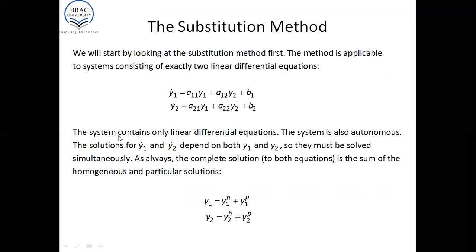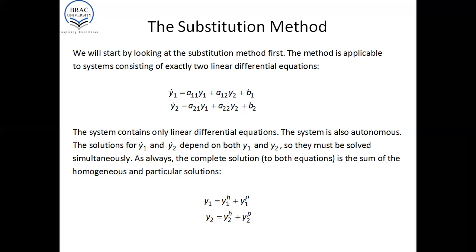The system contains only linear differential equations, because look at the powers of y1, y2, and y1 dot and y2 dot. None of the powers exceed 1. They're all equal to 1. So this is a linear system. The system is also autonomous because b1 and b2 are constants. And the solutions for y1 dot and y2 dot depend on both y1 and y2, so they must be solved simultaneously.